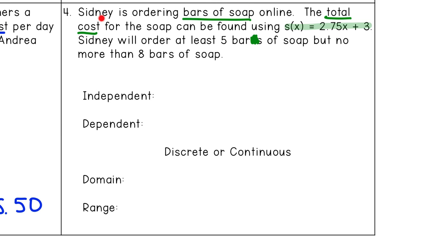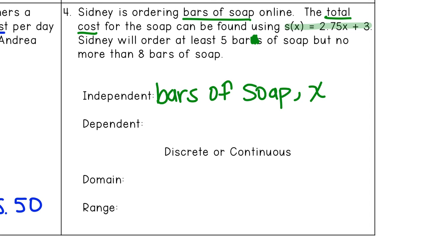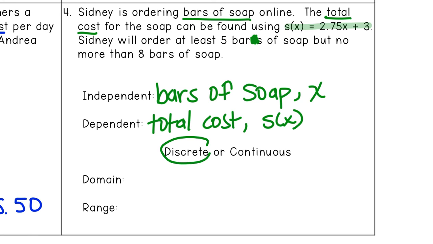The two variables are going to be the bars of soap and the cost. I control how many bars I buy, so the independent is going to be bars of soap. The dependent is going to be the total cost. How much does it cost for the soap? And they're using S of X. Okay, now to decide, is it discrete or continuous? Bars of soap, you count. I can buy 1 bar, 2 bars, 3 bars. So that makes it discrete.